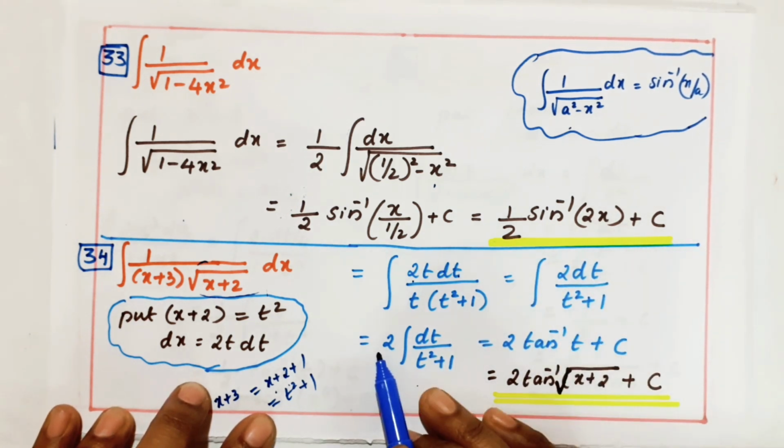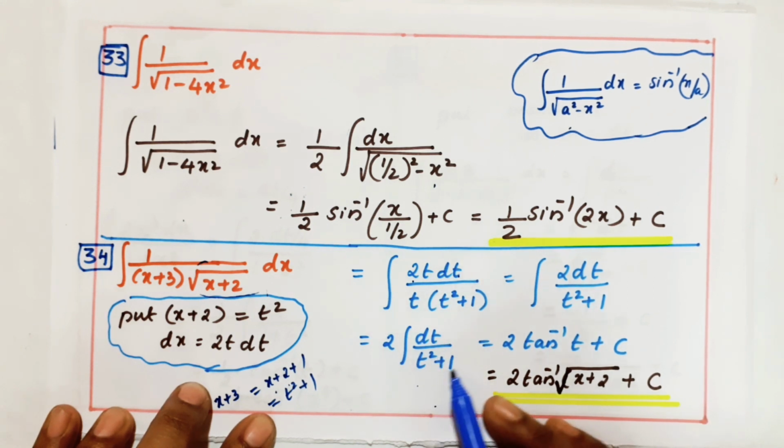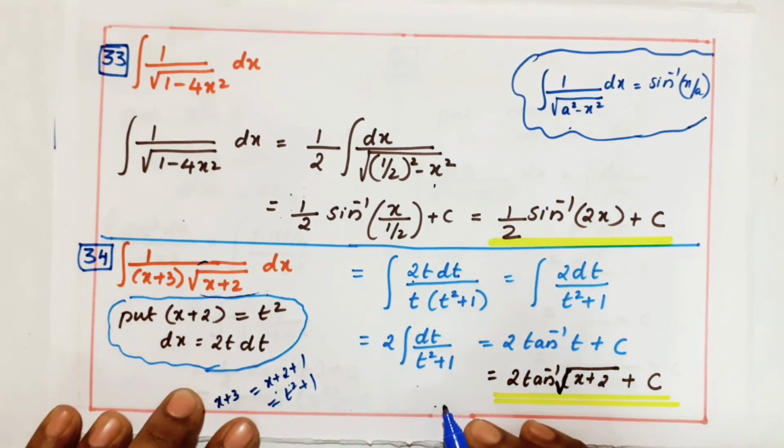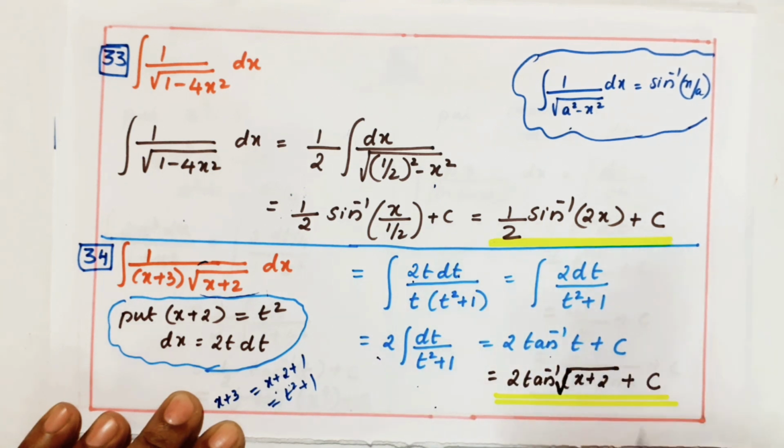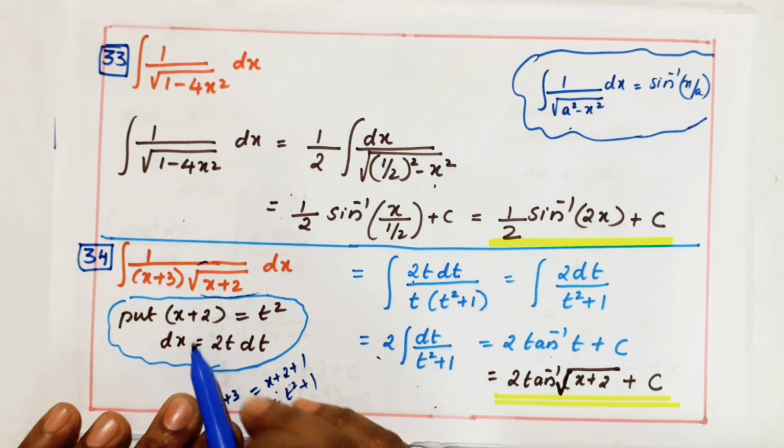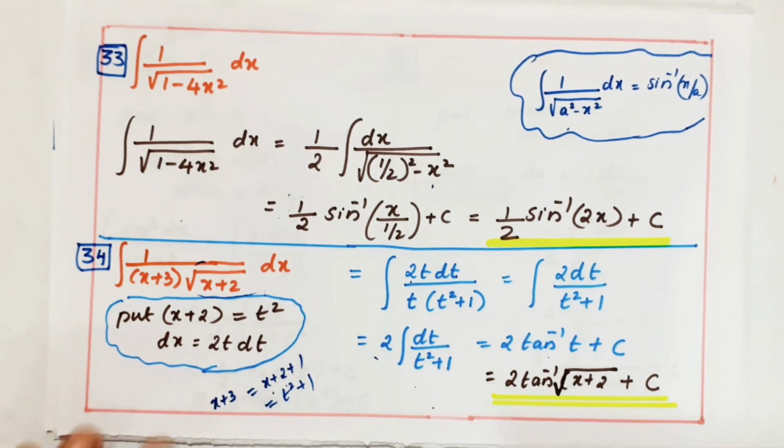2 is constant, take it outside. Integral of dt by t square plus 1. This we know, the basic formula. What is integral of dt by t square plus 1? It is nothing but tan inverse t. So 2 into tan inverse t plus c. Next step is resubstitute. What's the value of t? Value of t will be root over x plus 2, plus c.